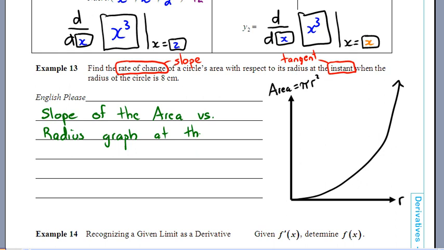at the moment, that instantaneous moment when r equals 8. So they're saying, could you specifically look right here at the moment when the radius of the circle is growing and it's out to 8? What's the slope of the tangent line?